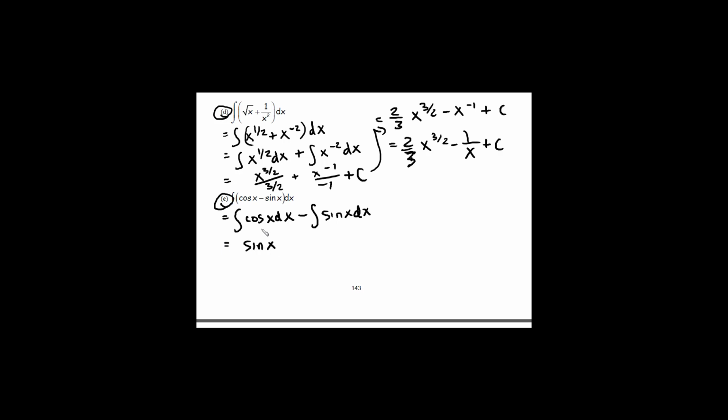So the integral of cosine of x will be sine of x, because the derivative of sine of x is cosine of x, plus c1, and then minus the antiderivative of sine of x, which is negative cosine of x, because the derivative of negative cosine of x would be sine of x, plus a c2 here. That just ends up being sine of x plus cosine of x plus a c at the end. And that is the end of page 143.